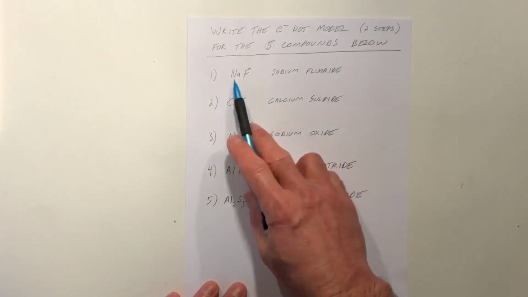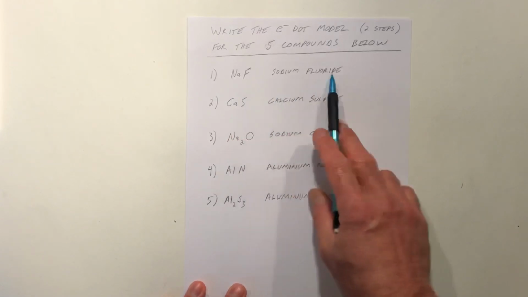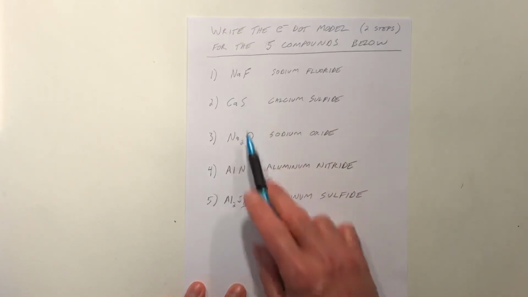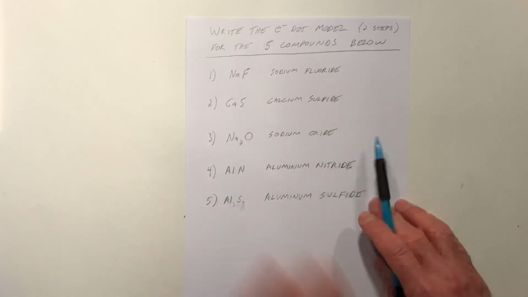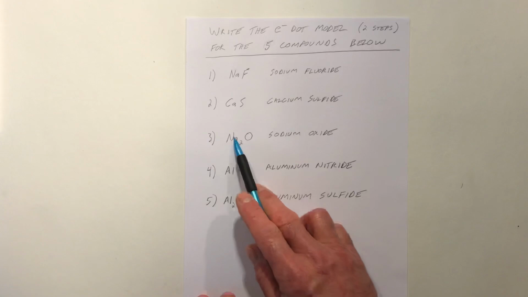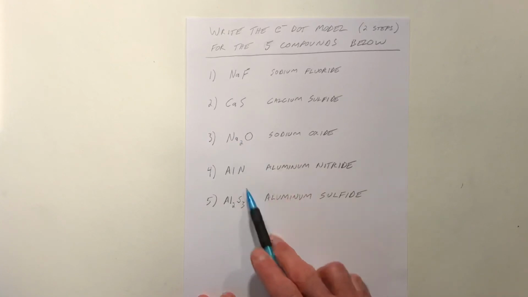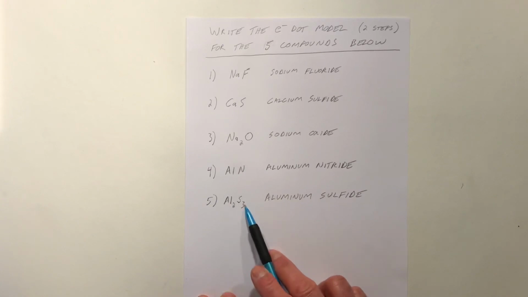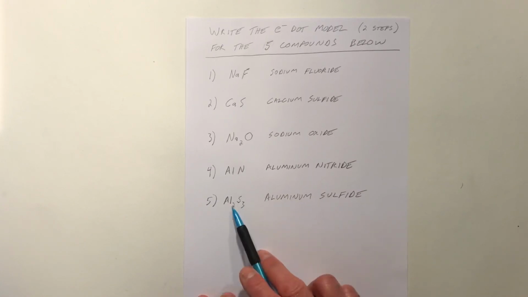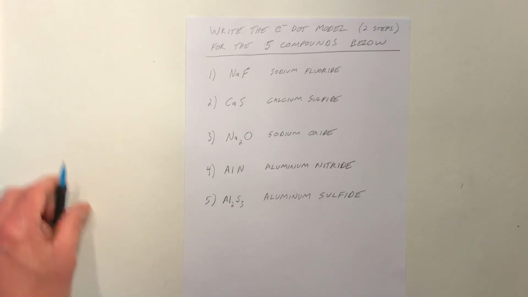So, sodium fluoride, calcium sulfide: 1 sodium, 1 fluoride, 1 calcium, 1 sulfide. Sodium oxide, this is made of 2 sodium, Na is sodium, and 1 oxide. Aluminum nitride, 1 aluminum, 1 nitride, and aluminum sulfide, which is made of 1 aluminum atom and 3 sulfides.